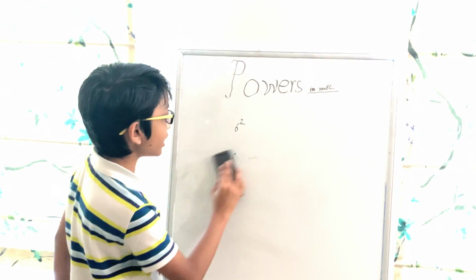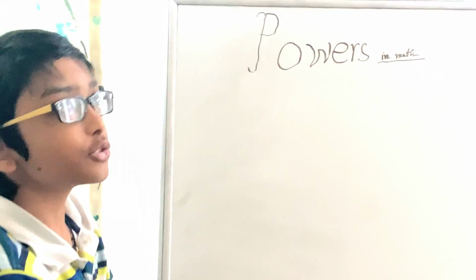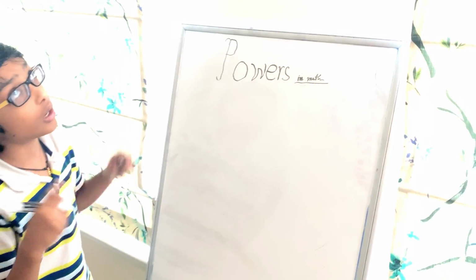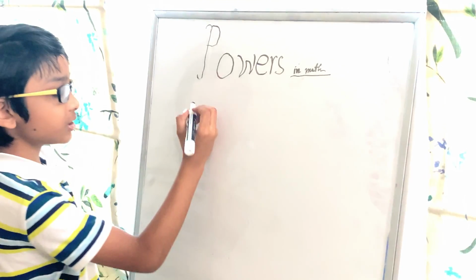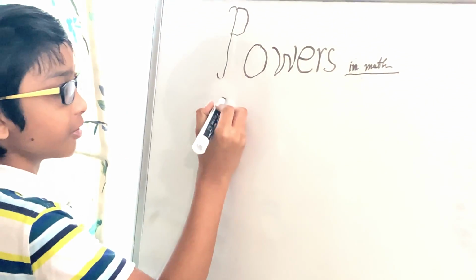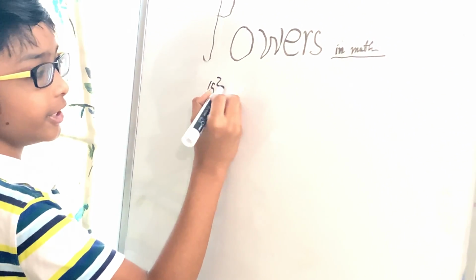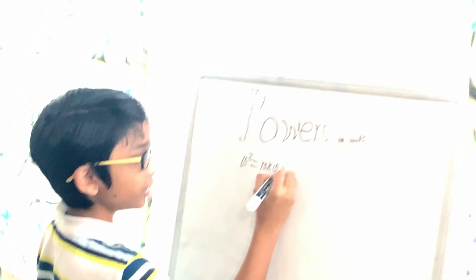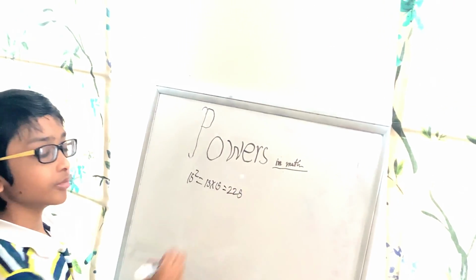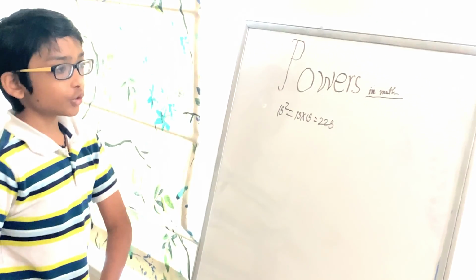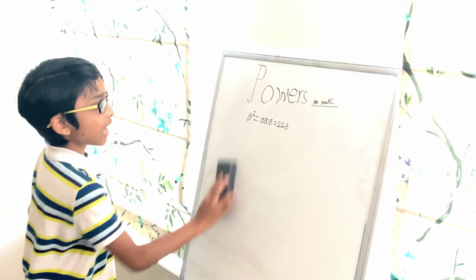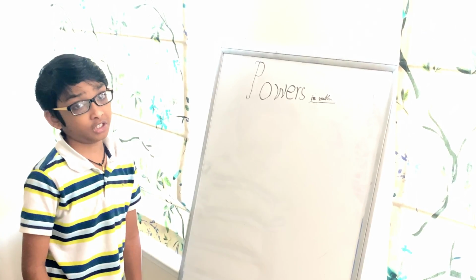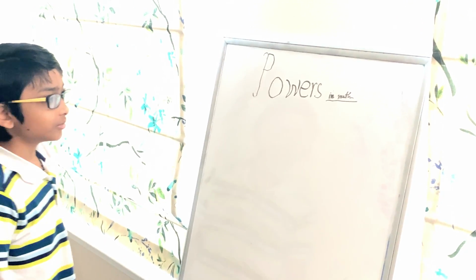What I learned was 1 squared up to 15 squared. That's what I'm most fond of. So let's say 15 squared equals 15 times 15, which equals 225. So those are square numbers. You can also practice the square numbers till 15, but there's no need.